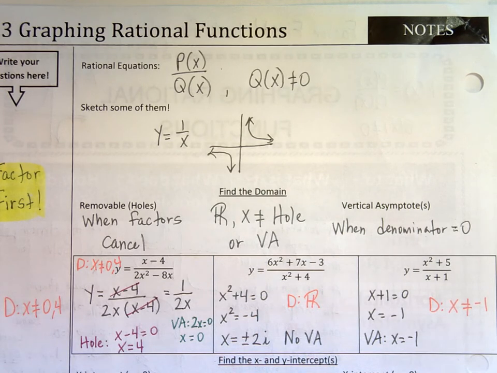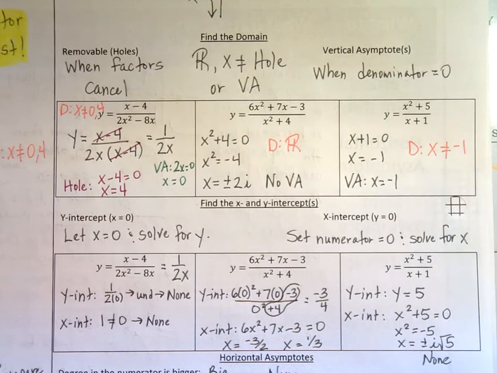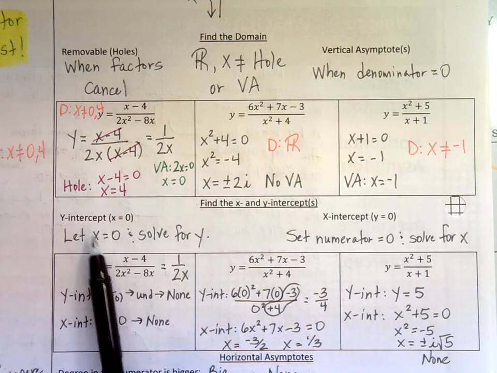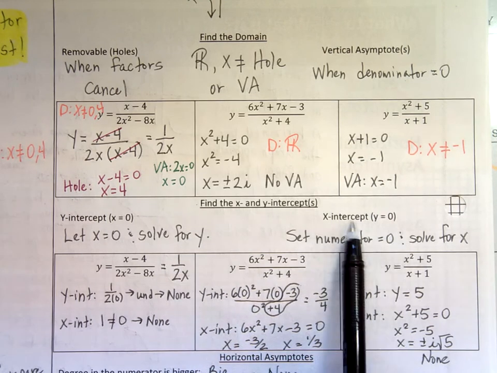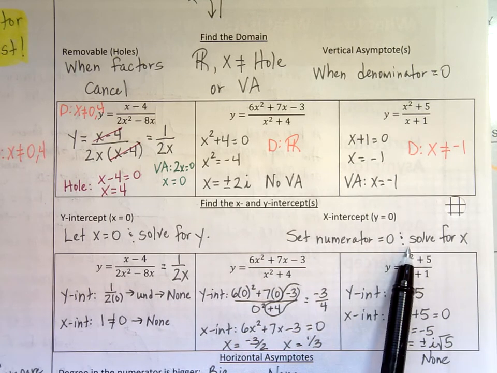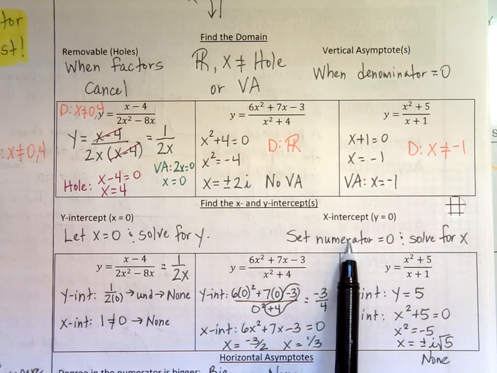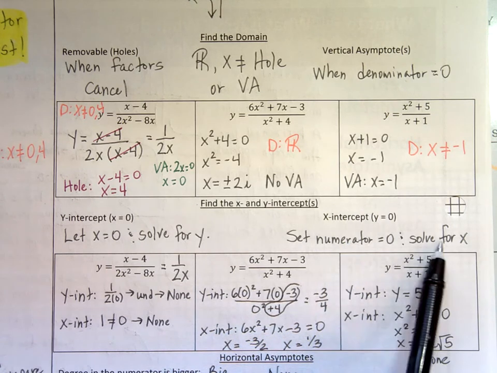All right, then he takes and adds on, all right, let's talk x and y intercepts. So to find a y-intercept, you let x equal 0 and solve for y. To find an x-intercept, you set the numerator equal to 0 and solve for x. Again, that's a special case for rational functions. Normally, for any other function, you would let y equal 0 and solve for x. But for our case, this is going to work.